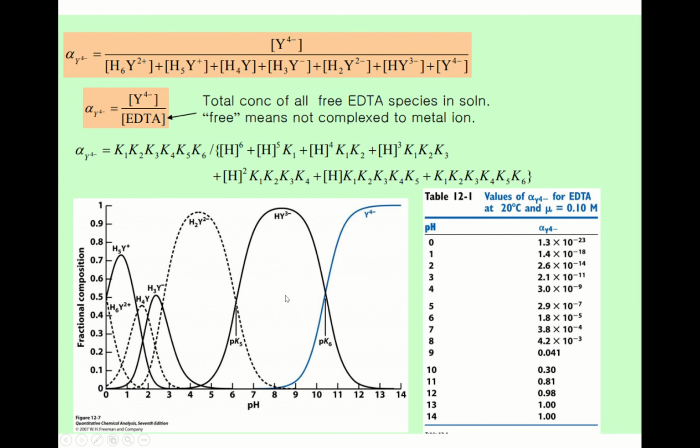Table 12-1 shows the alpha Y4 minus values depending on pH. At high pH like pH 14 or 13, this alpha fraction is 1. As pH decreases, the alpha value decreases rapidly. At pH 5, for example, it is only 2.9 times 10 to the minus 7, very small. At extremely acidic conditions, the alpha value becomes very small.